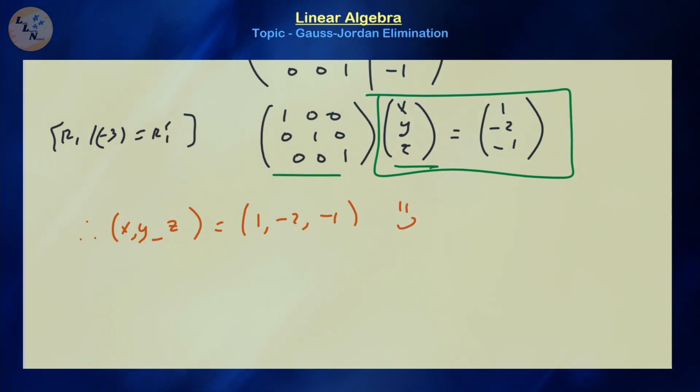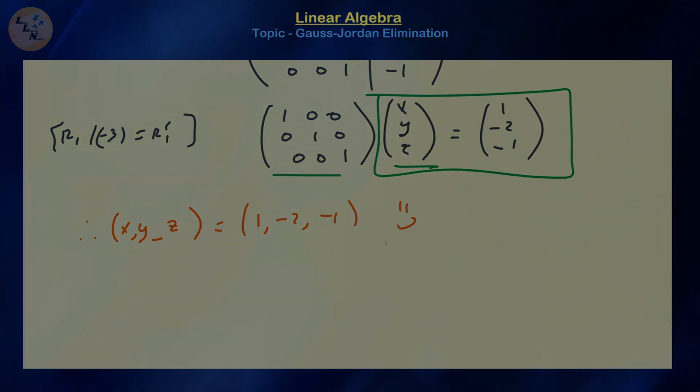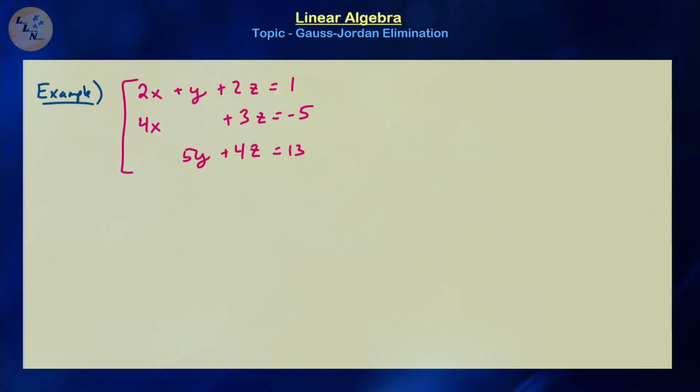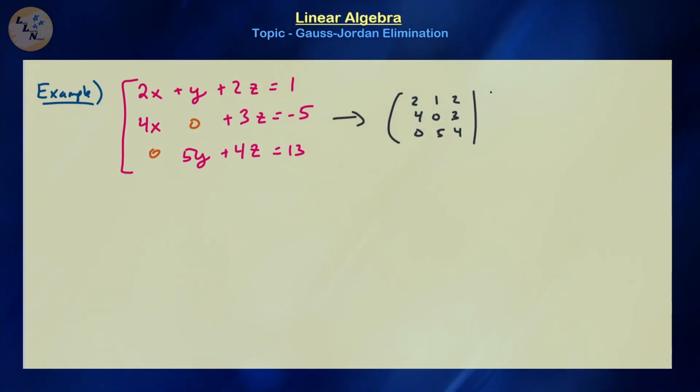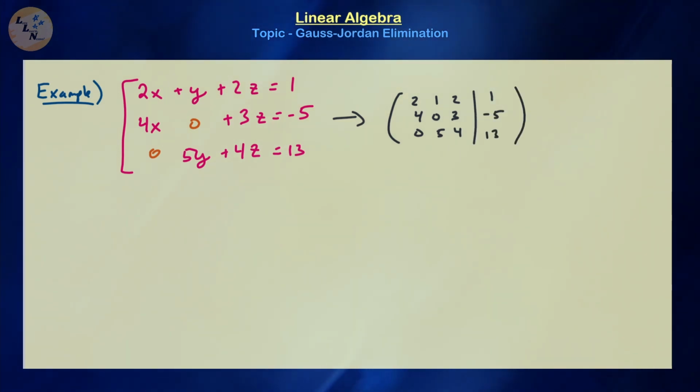So let's actually just do one more example just to make sure we got it. For this example, notice that we are starting with a couple 0 entries here, which is definitely going to be a good thing. It's going to make us get to the final solution a little bit quicker. But the first thing I want to do is convert this into augmented matrix form so I don't keep on writing the same symbols over and over again. So in augmented form, this becomes 2, 1, 2, 4, 0, 3, 0, 5, 4, augmented with the right-hand side, 1, minus 5, and 13.